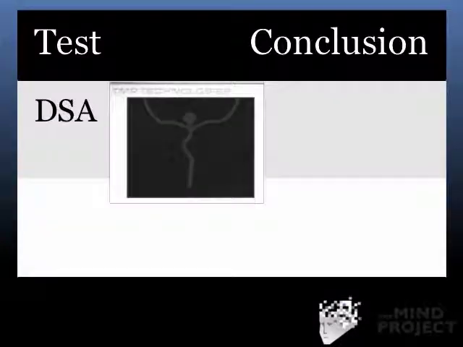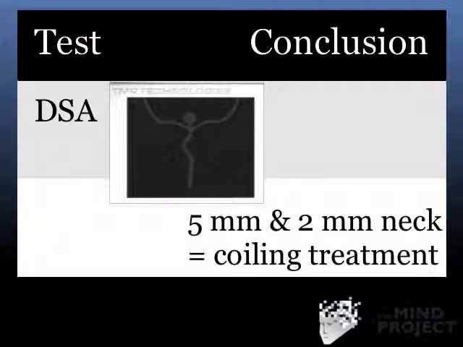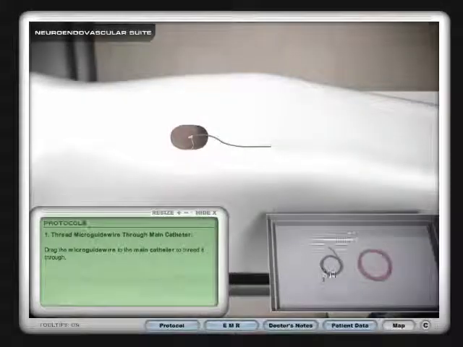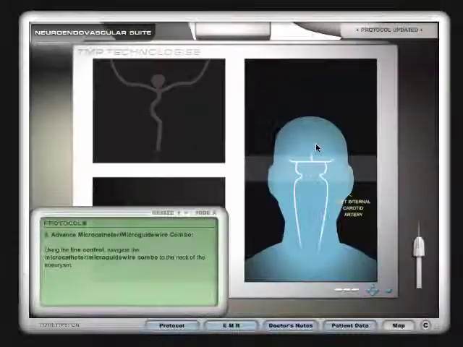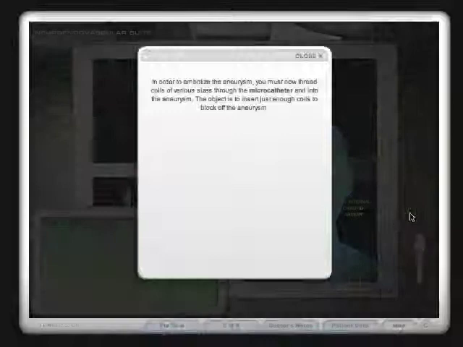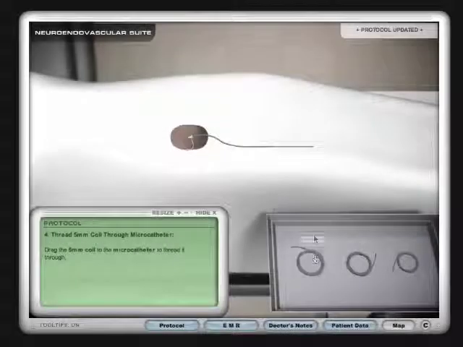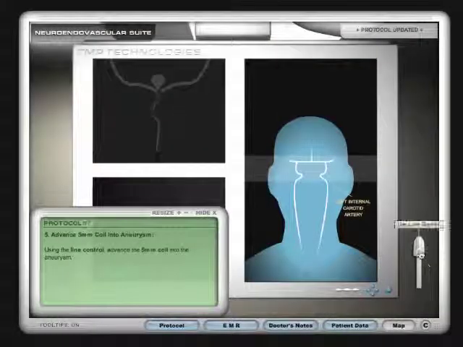The digital subtraction angiogram, or DSA, provided important details of the aneurysm structure, which make it a good candidate for the endovascular coiling procedure. Students will simulate the coiling treatment procedure on Mr. Jones's aneurysm. Students will thread a microwire and microcatheter through the main catheter up into the neck of the aneurysm. In order to embolize the aneurysm, students thread coils of different sizes through the microcatheter and into the aneurysm with the goal to insert just enough coils to block off the aneurysm, which will reduce blood flow and thus eliminate the pressure and prevent further bleeding.